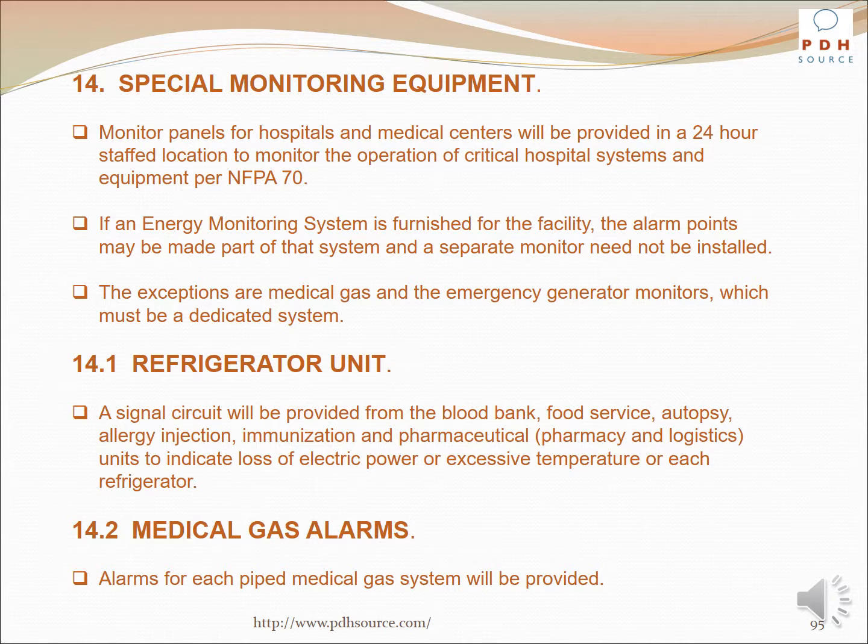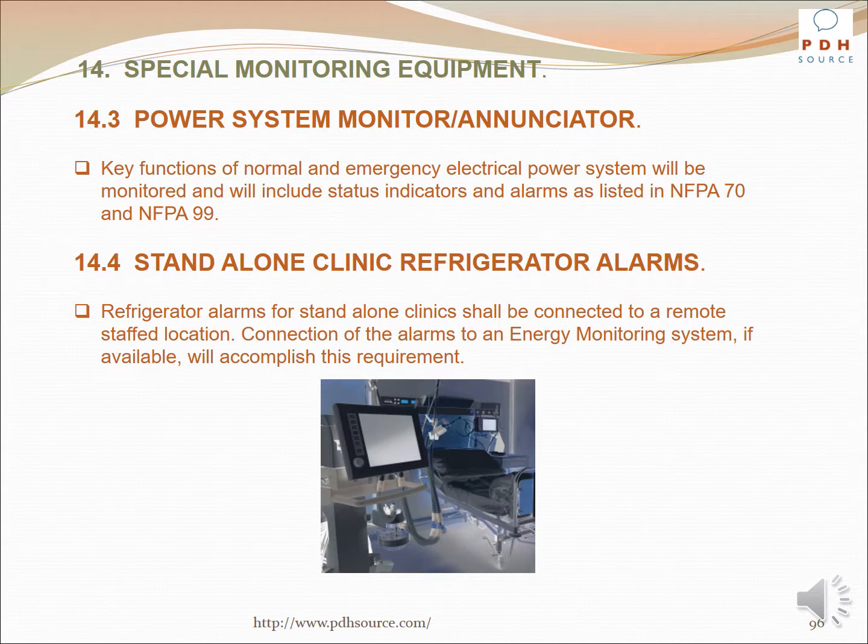For the refrigerator unit, a signal circuit will be provided from the blood bank, food service, autopsy, allergy injection, immunization, pharmaceutical, pharmacy and logistics units to indicate loss of electric power or excessive temperature on each refrigerator. The medical gas alarms for each piped medical gas system will be provided. Power system monitor and annunciator equipment: key functions of normal and emergency electric power system will be monitored and will include status indicators and alarms as listed in NFPA 70 and NFPA 99.